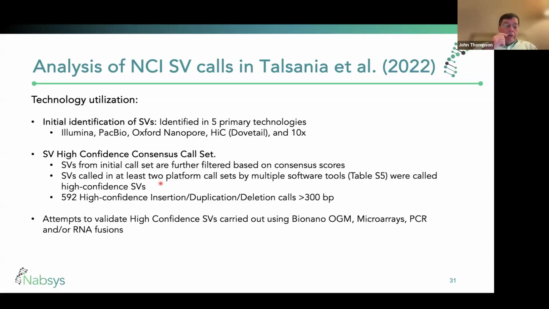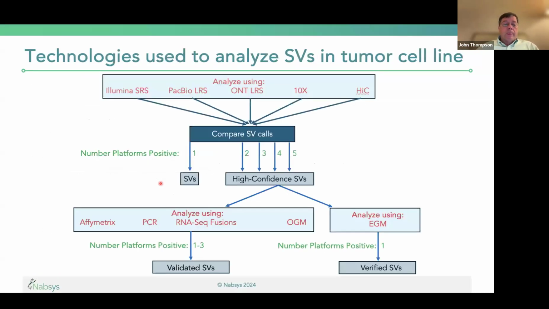They also took these high confidence variants and attempted to validate them using Bionano OGM, or optical genome mapping, microarrays, PCR, and RNA fusions. So they took all of the 592 and checked to see how many they could see in these other 4 technologies. And it's shown here where they analyzed the 5 technologies, compared the calls, and if there was just one technology, maybe it's a structural variant. If there were 2, 3, 4, or 5, it was high confidence. And then they took these and analyzed using 4 additional technologies.